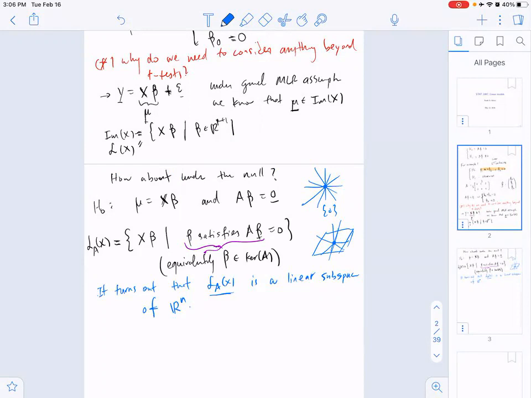So geometrically, there are these. Algebraically, there are things that are closed under vector addition and scalar multiplication. That was very precise. Thank you.